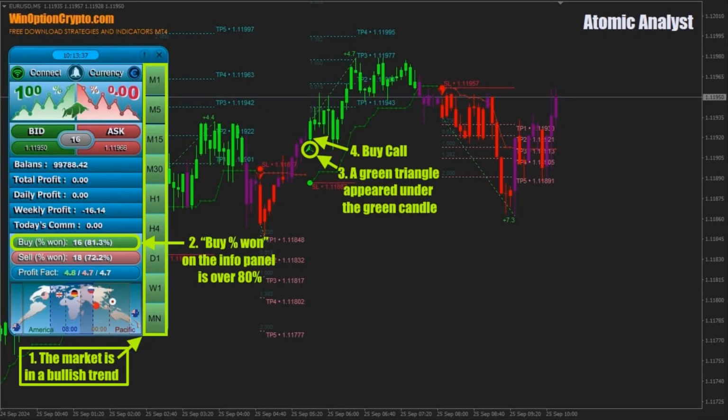On the trend meter, most time frames are green. Second, the buy %1 value on the info panel is above 80%. Third, a green triangle has appeared under the green candle. And fourth, at the opening of a new candle, we buy the call option.